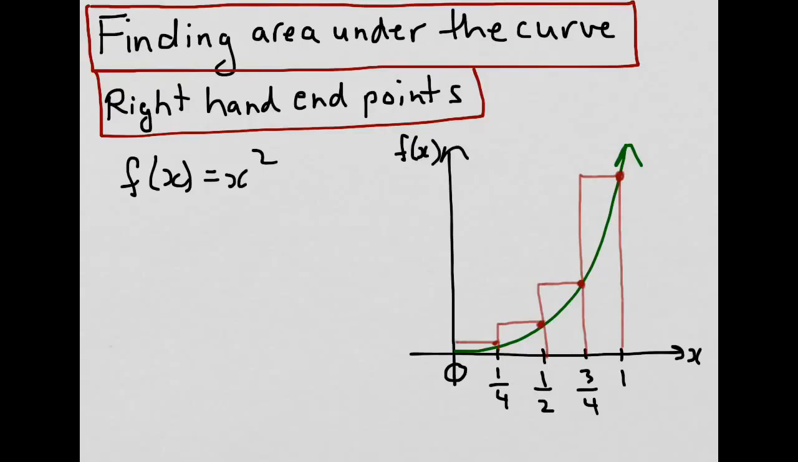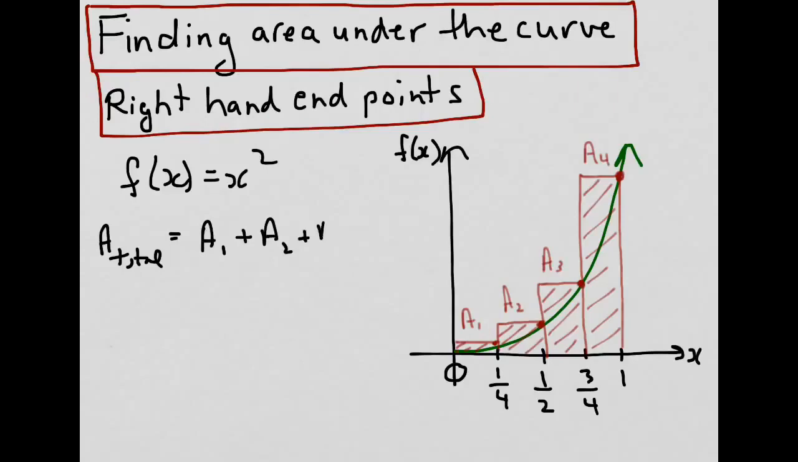Then, if we calculate the area of all these 4 rectangles that we've created, this will give us an approximation of the area under the curve. Let's call the area of the first rectangle A1, the second rectangle A2, third rectangle A3, and the fourth A4, such that area total is equal to A1 plus A2 plus A3 plus A4.